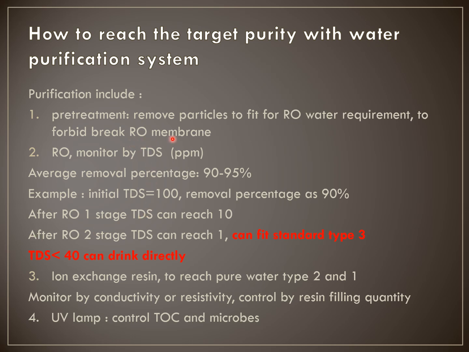So we need to be clear about the impurity removal percentage, like the RO. Impurity removal percentage is on average about 90 to 95%. So if we need the TDS to go to 1 for the high ultrapure standard, we recommend we install 2 RO. Then we can lengthen the life of the ion exchange part.